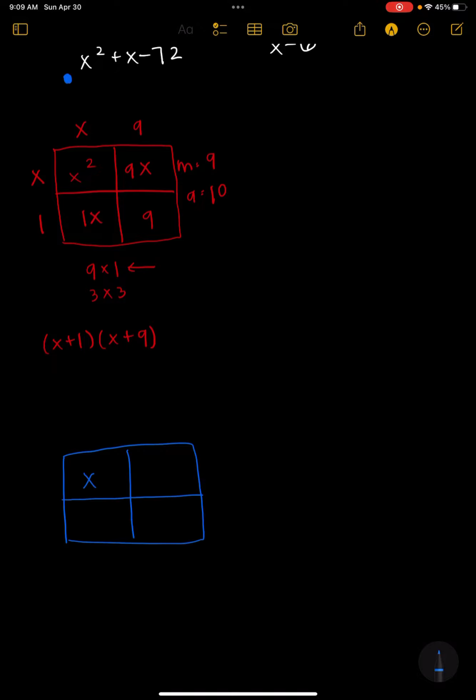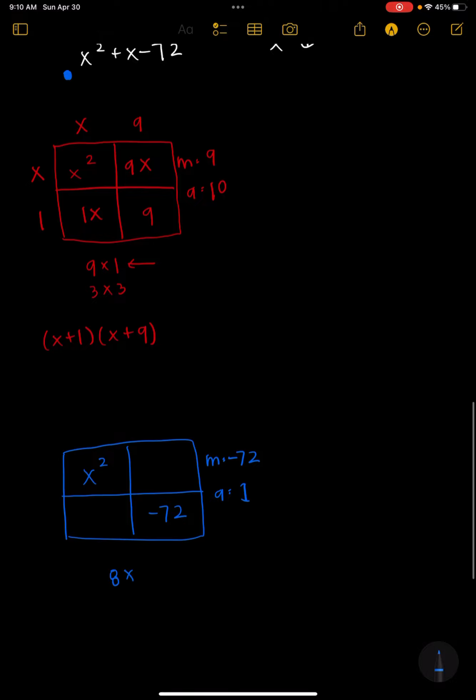Okay, so we have x squared and then a negative 72. We want to multiply to be negative 72 and add to be 1. Numbers that multiply to be 72, there's plenty of them, but I'm just going to tell you right now, it's going to be 8 times 9. Because if I make the 8 a negative, then negative 8 times 9 is negative 72, and negative 8 plus 9 gives you a positive 1. And so I'm going to put a negative 8x in one of the boxes and 9x in the other box.